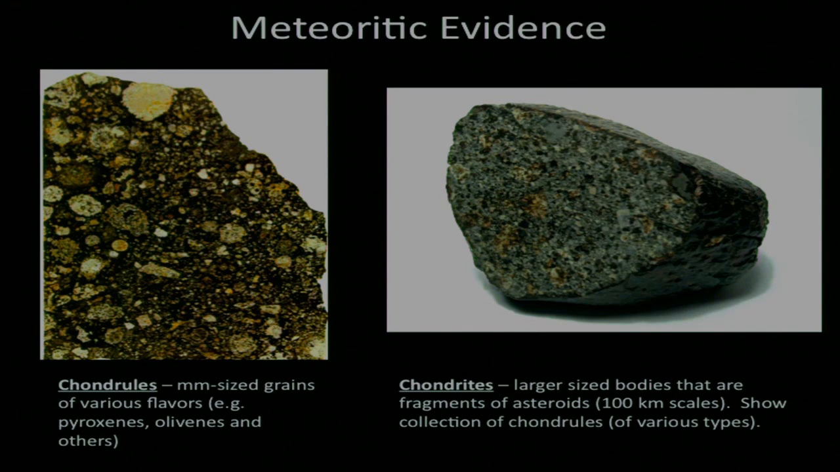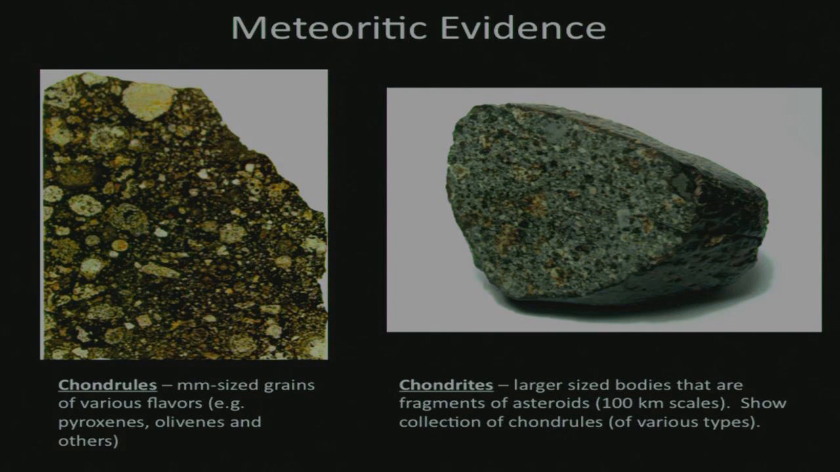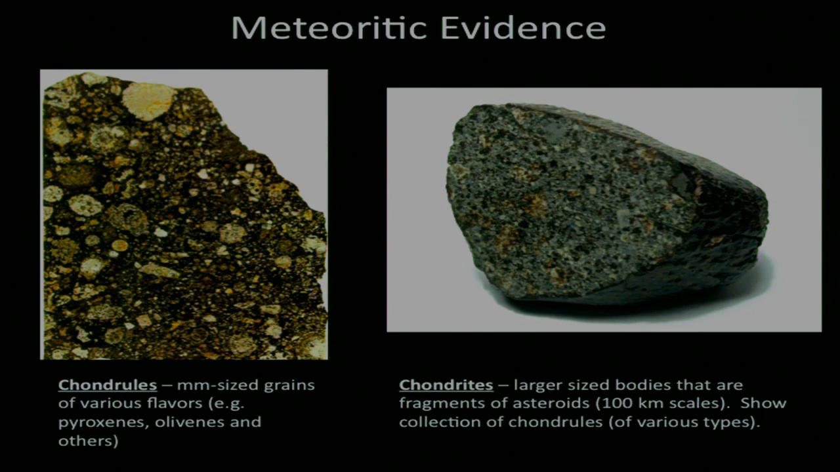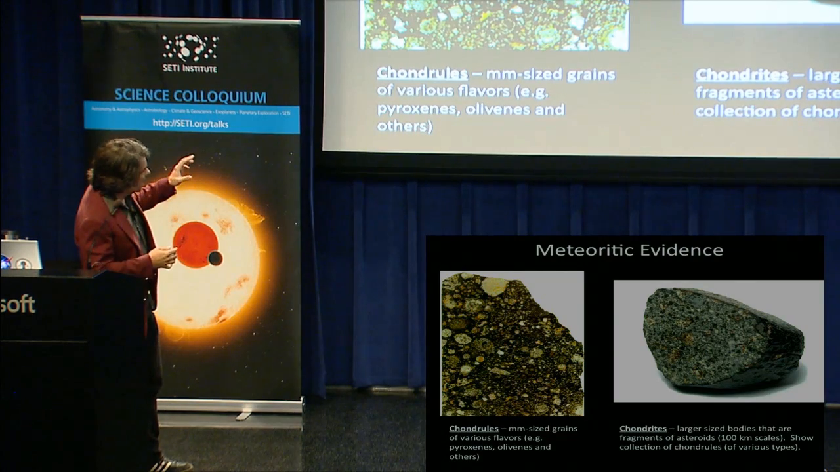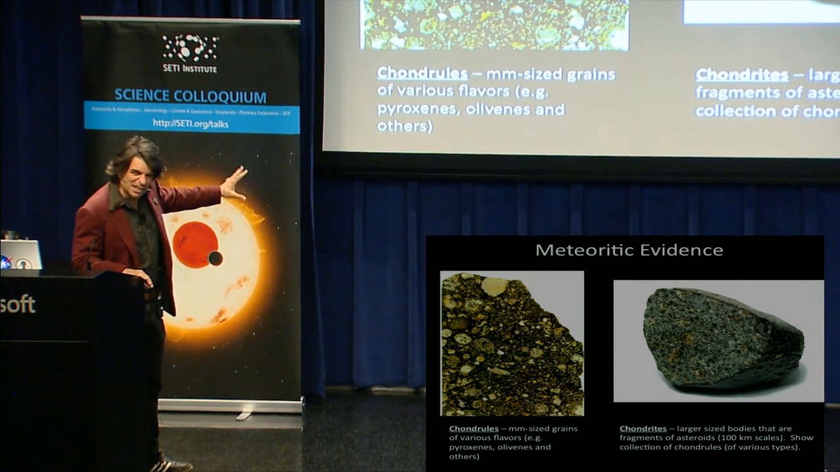Essentially what we have are chondrites that are basically meteors, or large bodies of some sort. Inside these chondrite meteors are inclusions called chondrules. The chondrules are small, millimeter-sized grains, the ones you see here on the left. They come in a variety of flavors. The common ones, of course, are pyroxene grains and olivine grains. These are essentially the founding members of the terrestrial bodies themselves. And there are others I'm not going to discuss here, but that's basically the idea.